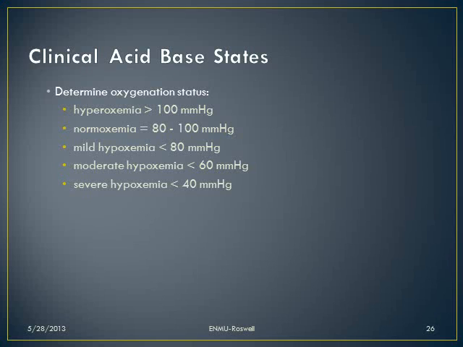Then we're going to turn to oxygenation status. If it's greater than 100 millimeters of mercury, it's called hyperoxemia. If it's 80 to 100, it's normoxemia. If it's less than 80, it's mild hypoxemia. If it's less than 60, it's moderate hypoxemia. And if it's less than 40, it's severe hypoxemia. Okay? And that's what we're going to look at next.